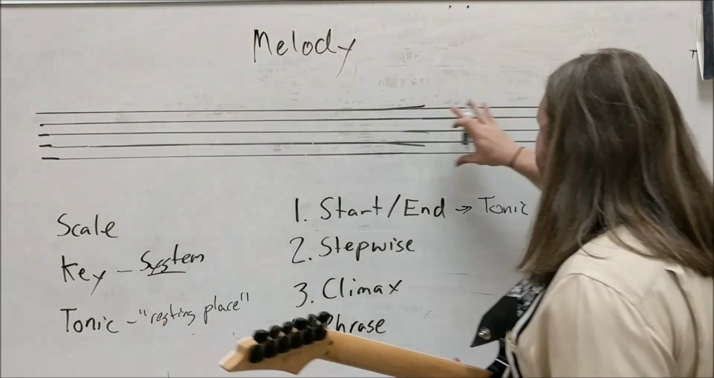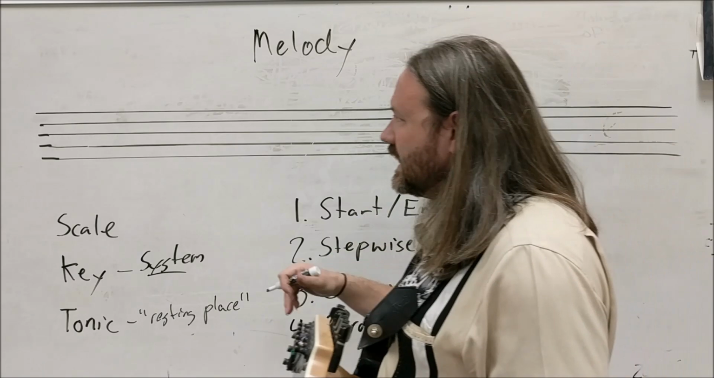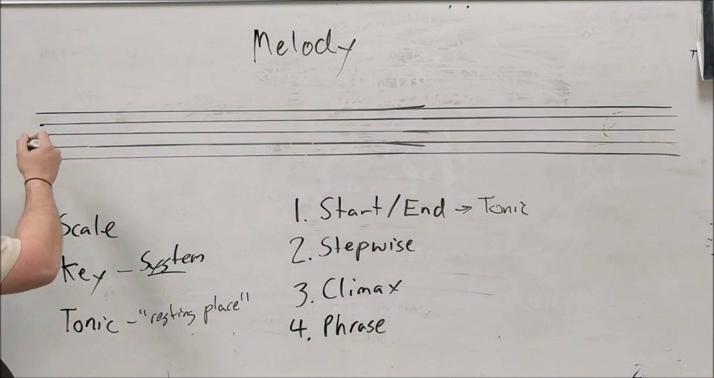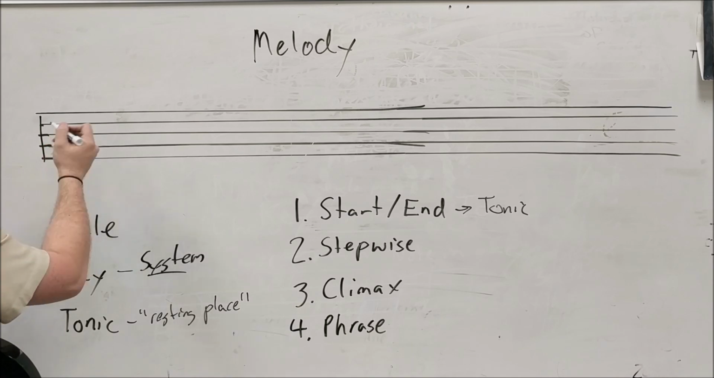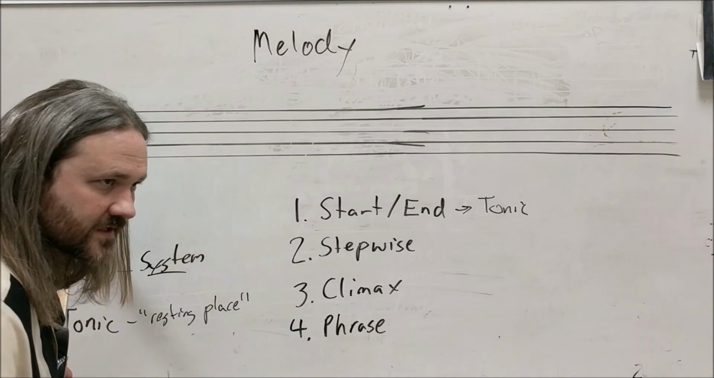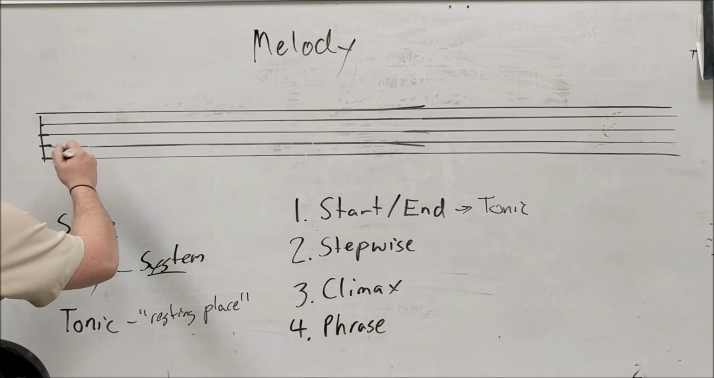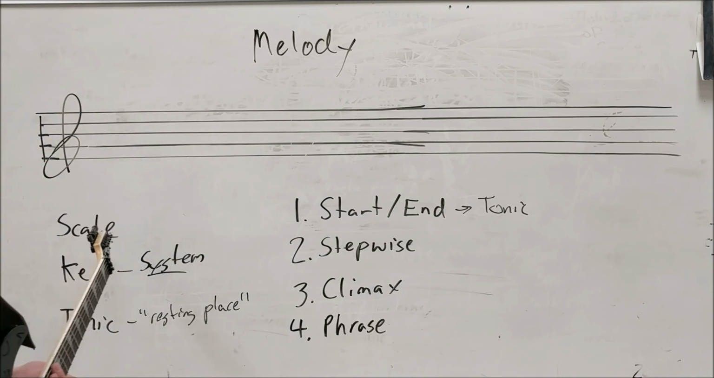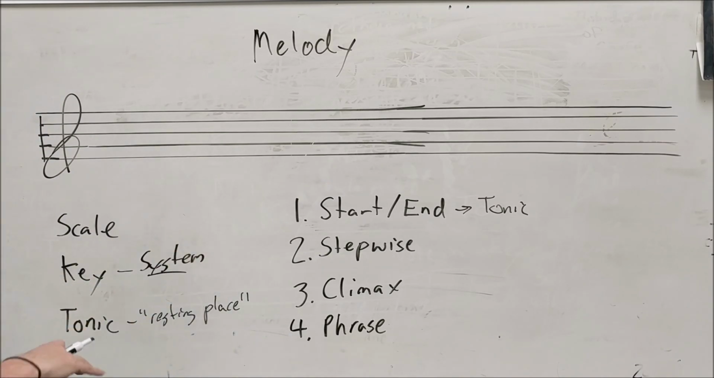So here I've drawn a nice little staff semi-neatly. At the beginning of any piece of music, we need a couple of things. We need a clef of some kind, so we're going to do this in treble clef. Looks like that. You can do this in bass clef or whatever instrument you read in, if you want to be able to experiment with this melody and really play around with it.